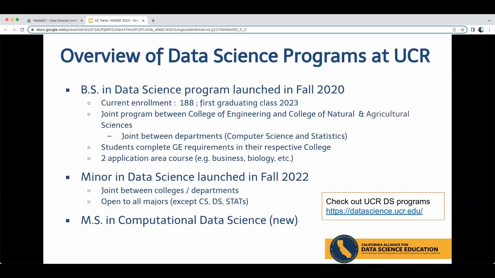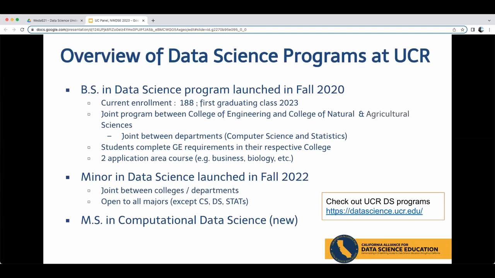Other programs we have is the minor in data science, which we launched this fall. This minor is open to all majors except for CS, CADSE, and data science. So that's currently up. And then we also have an MS in computational data science that will be launching this year. Our hope is to create a BS plus MS program for our data science students to continue on their graduate work. We're also trying to align requirements so that students in other degree programs who complete the DS minor will have the required prerequisites to go into our MS program if they wish.